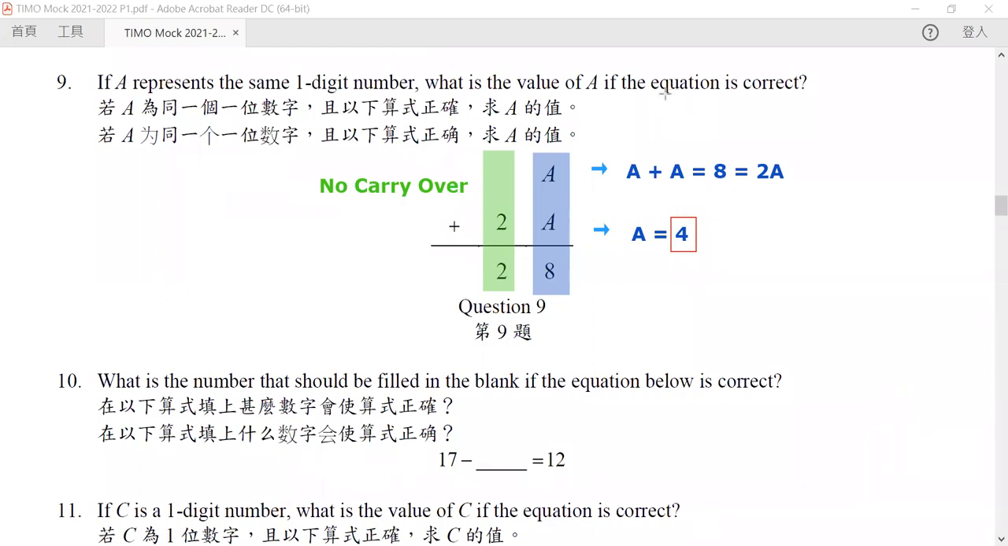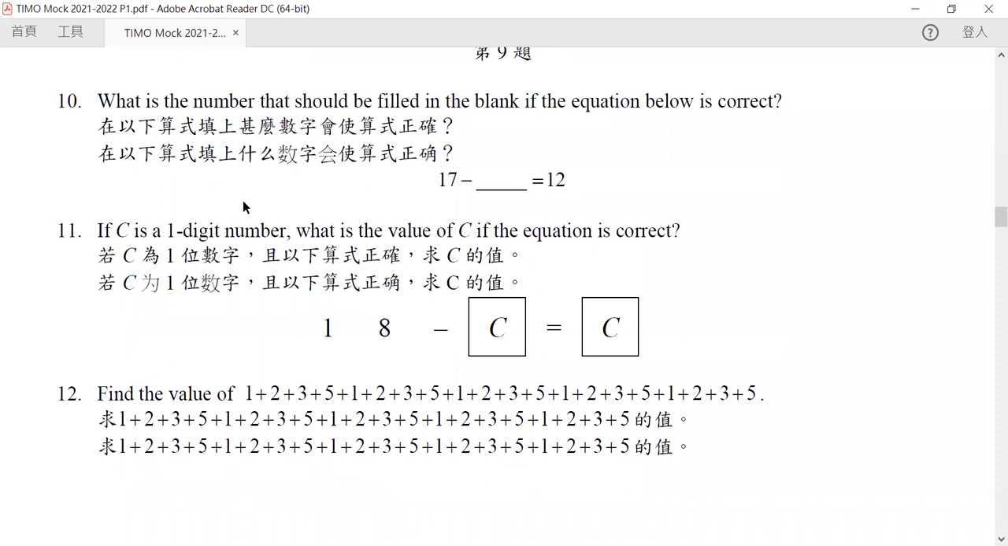Okay. So let's go to our question number 10. What is the number that should be filled in the blanks if the equation below is correct? Excuse me, could you ask the questions in the chat room? Please do not speak again. It is seriously disturbing the flow of this class. Now, let's go back to question number 10. What is the number that should be filled in the blanks if the equation below is correct?